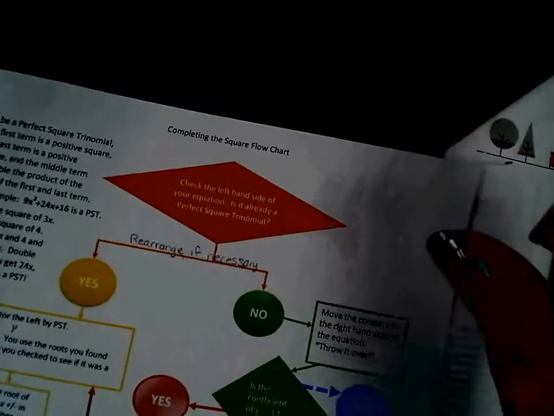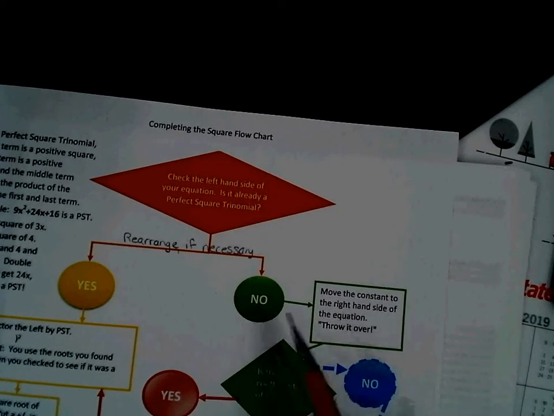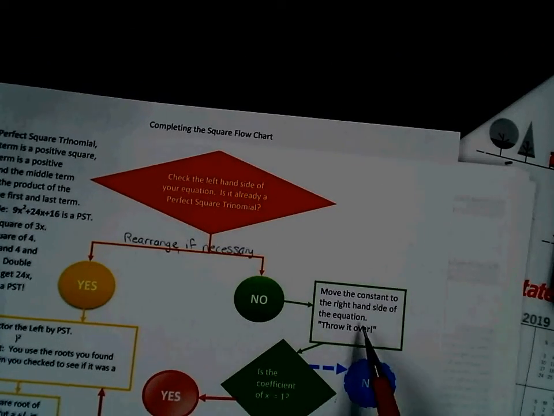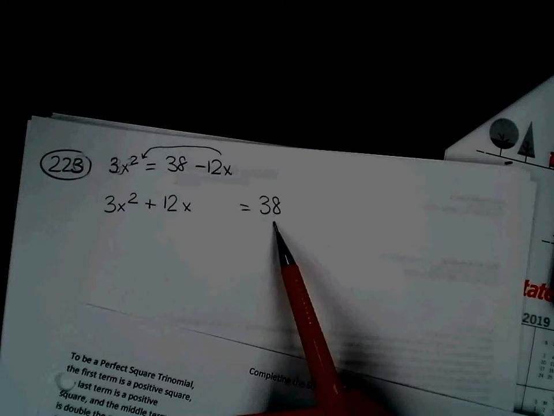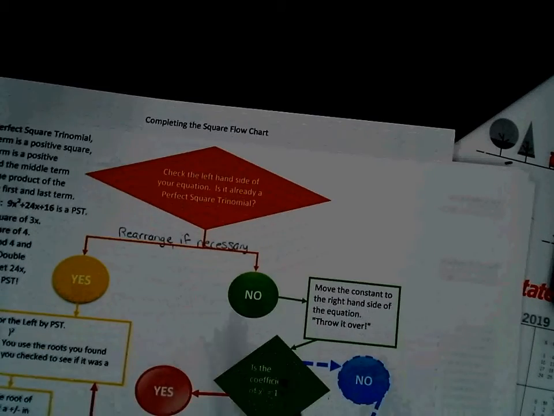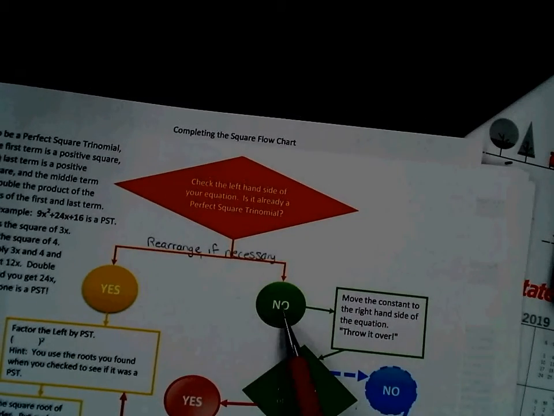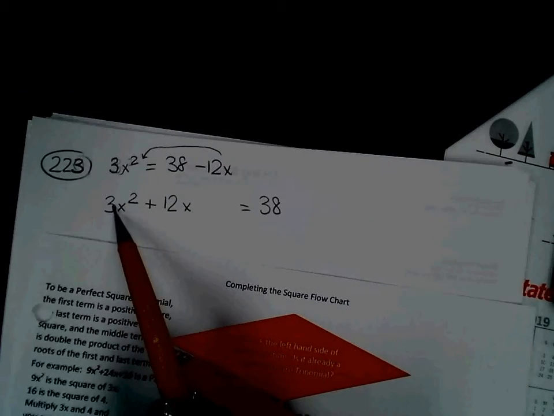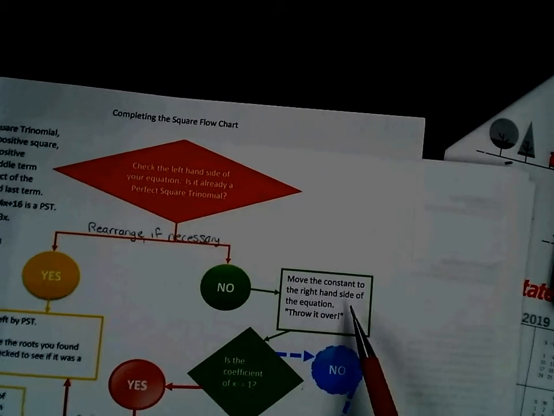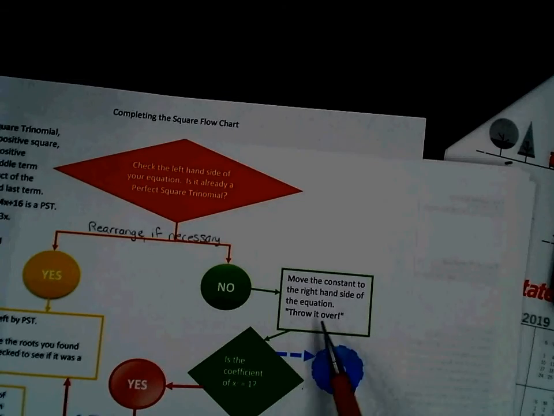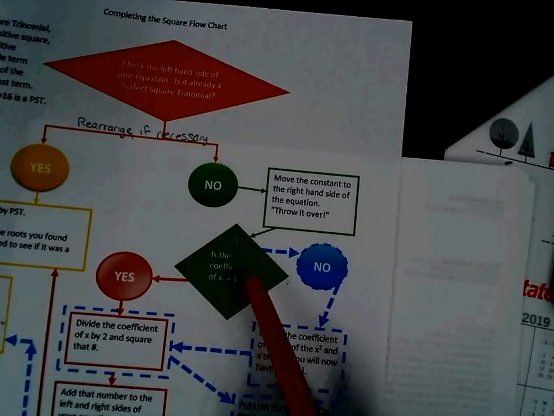I know it's not a PST because of the 3. 3 is not a square. So I know I'm following the no side. It says move the constant to the right. Well, the constant's already on the right. That's why I didn't move it back over here, because I would have had to turn right around and bring it back. So it was not a PST because of the 3. I moved it over to the right-hand side of the equation. Now it asks me this question in the green box.